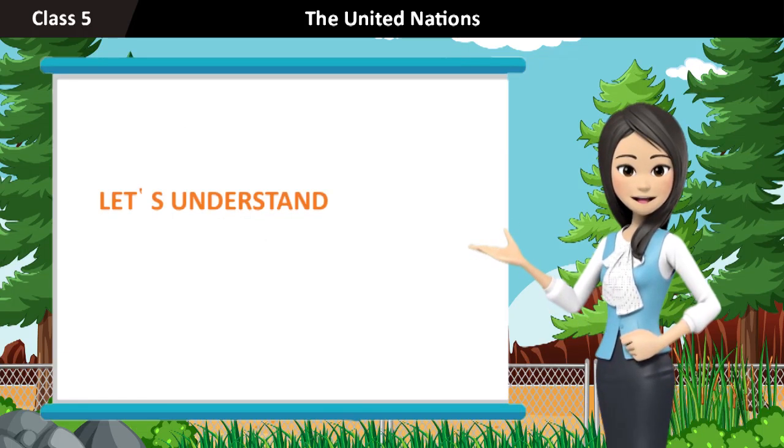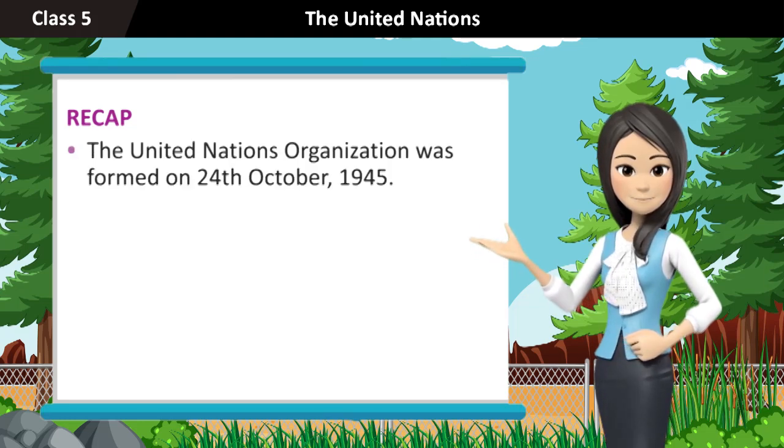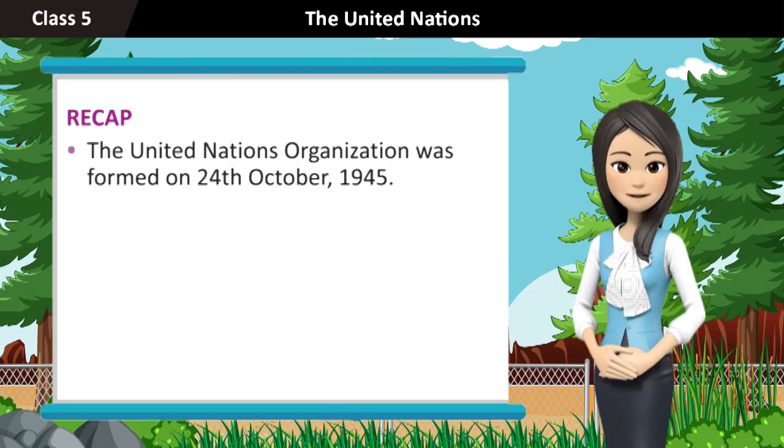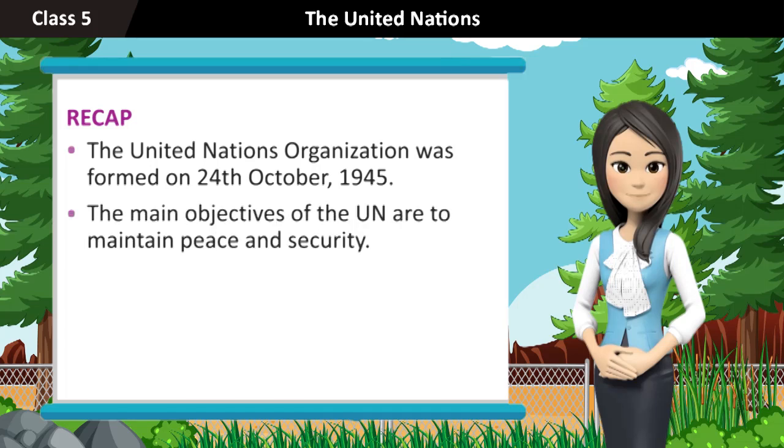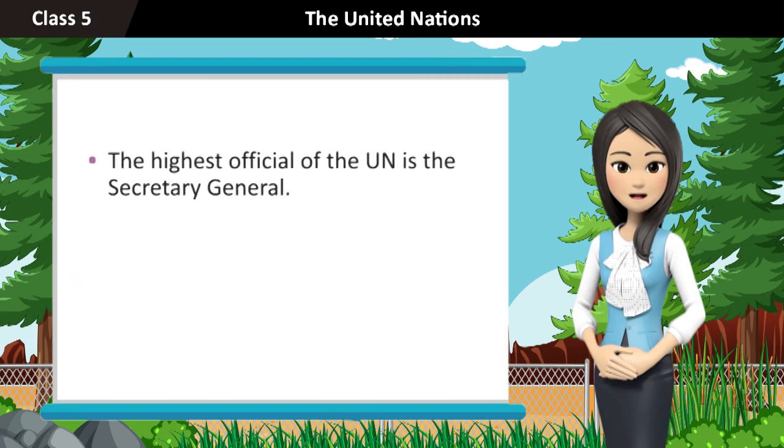Let's understand the words: impose, force, Apartheid, racial discrimination. Recap. The United Nations Organization was formed on 24th October 1945. The main objectives of the UN are to maintain peace and security. The UN works through General Assembly, Security Council, Economic and Social Council, Trusteeship Council, International Court of Justice, and the Secretariat. The highest official of the UN is the Secretary General.